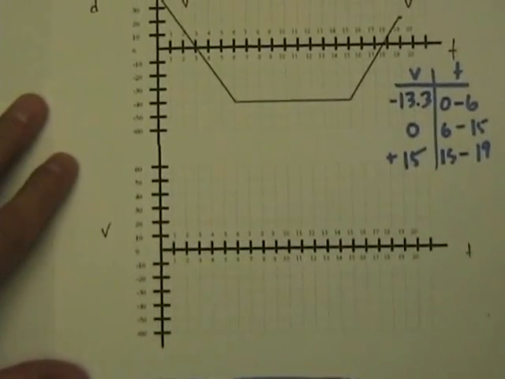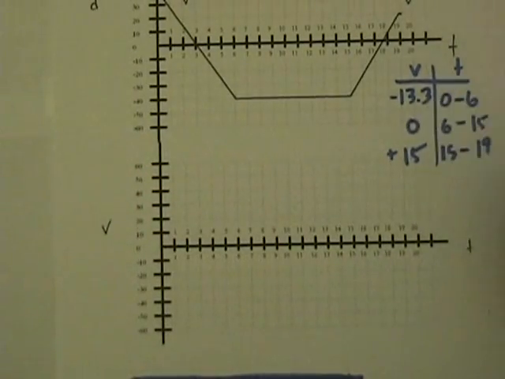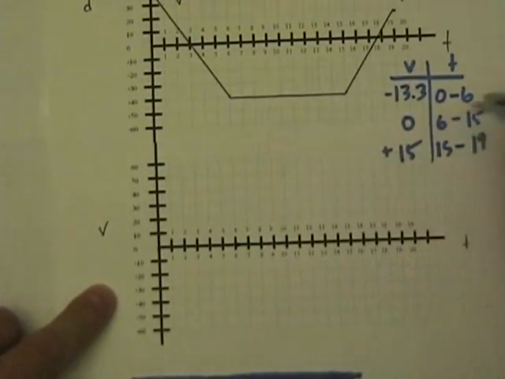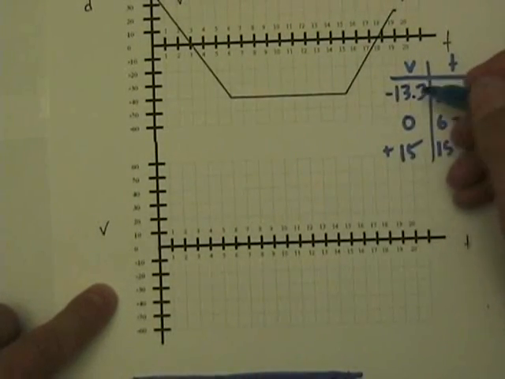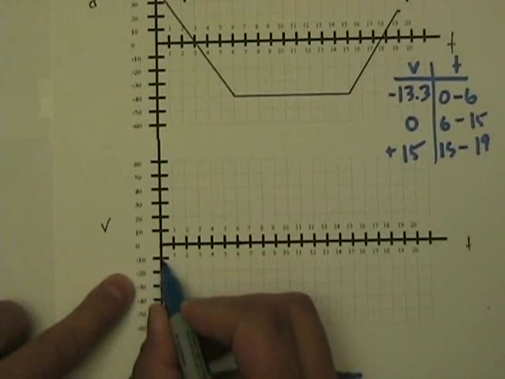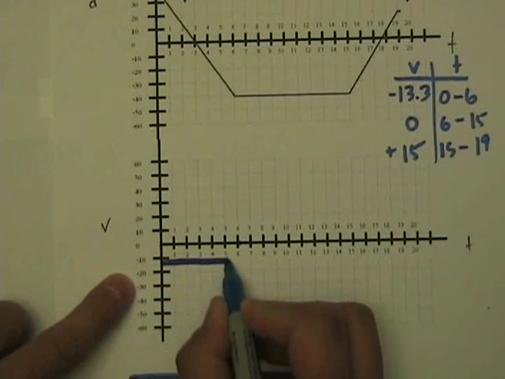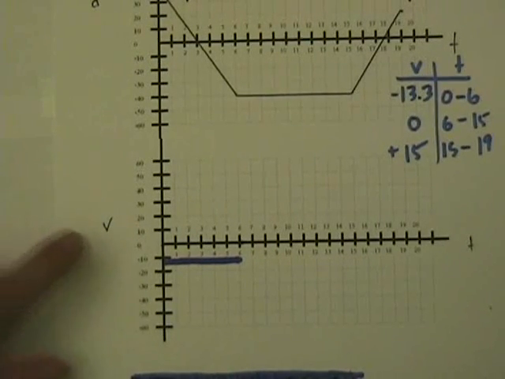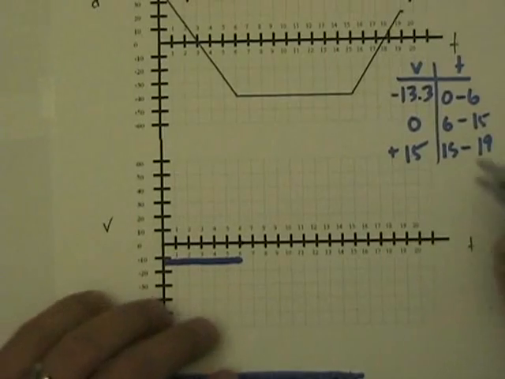Now all you have to do is transfer it onto your VT graph. So you're going to take your time frames and you're going to go, all right, I know that from 0 to 6 seconds, I'm going negative 13.3. I don't like the fact that it's 13.3, so I'm just going to figure out approximately where that's going to be. Put a big, thick line between 0 and 6. There. That's constant velocity of negative 13.3, we'll call it.